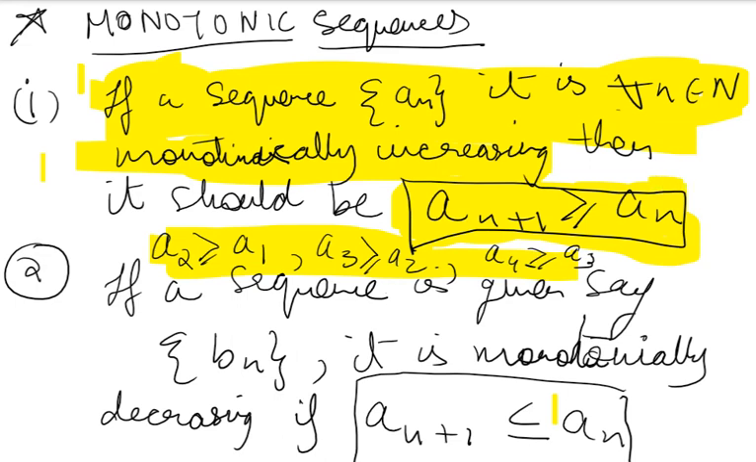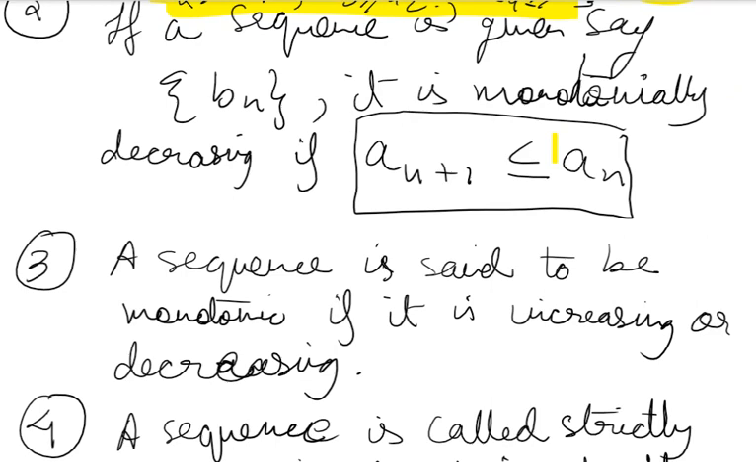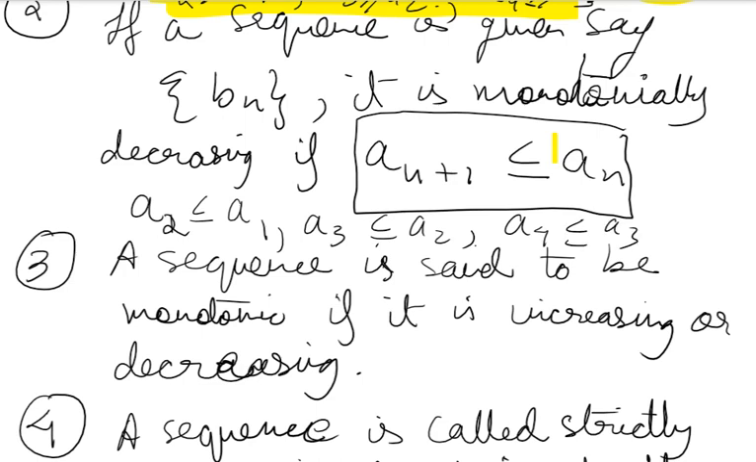Now let's go on to the decreasing one. What will happen for the decreasing one? You are going to get a2 less than or equal to a1, then a3 less than or equal to a2, then a4 less than or equal to a3, and so on. So here you can see this is a monotonically decreasing type of sequence.